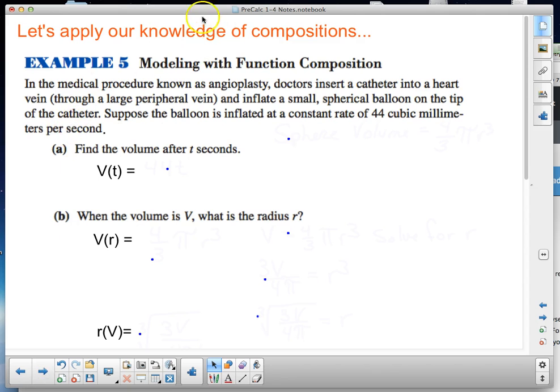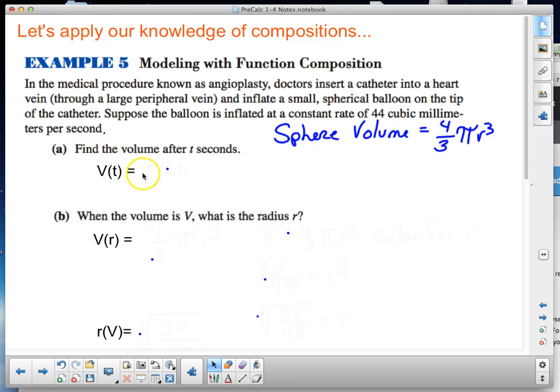Now let's apply our knowledge of compositions. Modeling this function composition. In the medical procedure known as angioplasty, doctors insert a catheter into a heart vein through a large peripheral vein and inflate a small spherical balloon on the tip of the catheter. Suppose the balloon is inflated at a constant rate of 44 cubic millimeters per second. So remember, the sphere volume is 4/3 pi r cubed. Okay, so now find the volume after t seconds. This is v of t, the volume after t seconds, by the way.